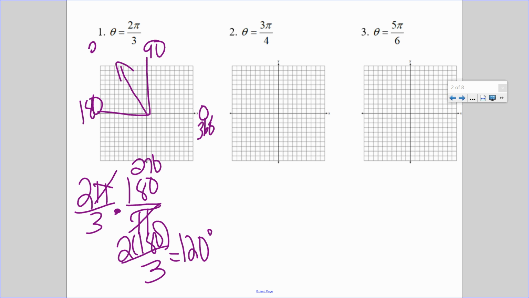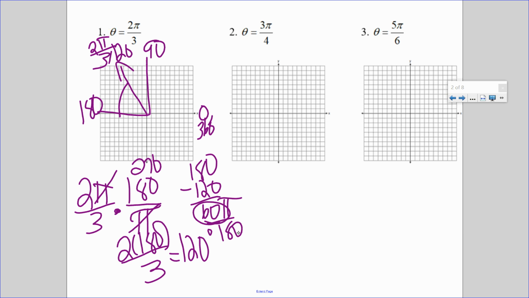I'm not sure if I asked you for the reference angle or not. If I did want to do the reference angle, this is 2 pi over 3, this is 120. 180 minus 120 is 60. If I want to convert that back to radians, I would multiply by pi over 180. Those would reduce to pi over 3. I'm not going to do that for all the examples. We're just going to focus on sketching them. I don't want to make things more complicated than they have to be.